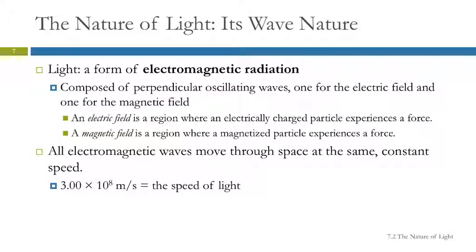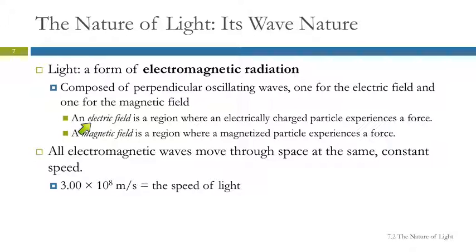So before we can talk about the dual nature of electrons, we have to talk about light for a little bit. And so this overlaps definitely with physics. Light is a form of electromagnetic radiation. It's composed of perpendicular oscillating waves. One is the electric field and the other is the magnetic field. And we'll look at a picture in just a minute.